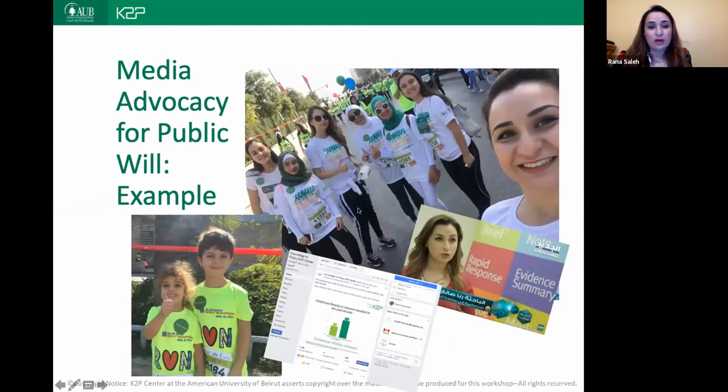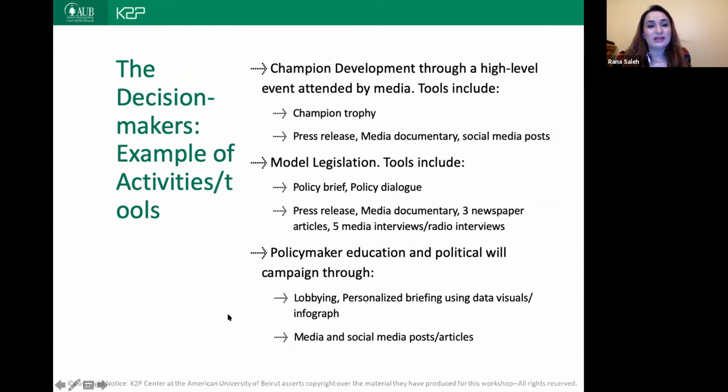We went through the Beirut Marathon, for example, which had a hashtag that we asked people to engage with us on, sharing it with parents, children, and so on, just in order to raise awareness of this topic and allow the public to talk more about it. And that's exactly what we needed.